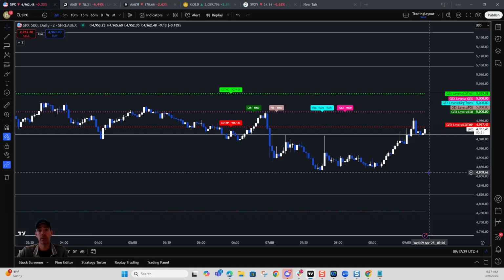So takeaway is structure is still extremely broken. Volatility is extremely high still. We are going to see outsized moves within the overall price of the SPX. So smaller time frames, smaller positions, and risk management is of the utmost importance.